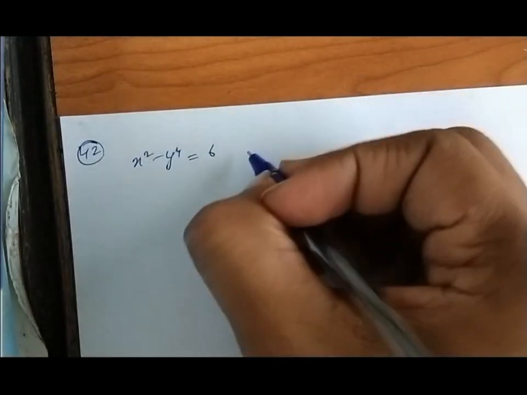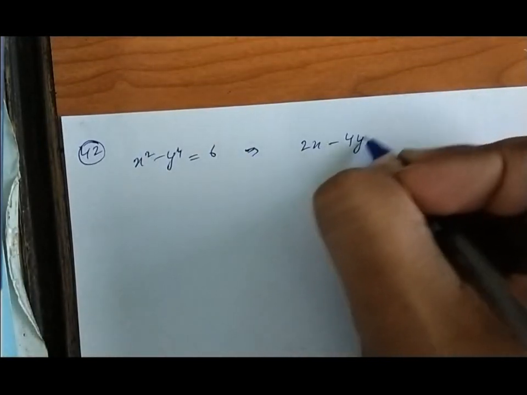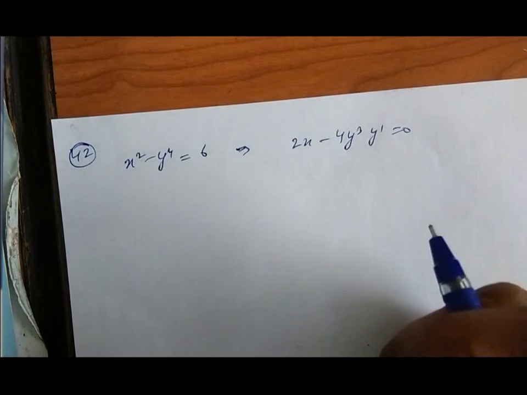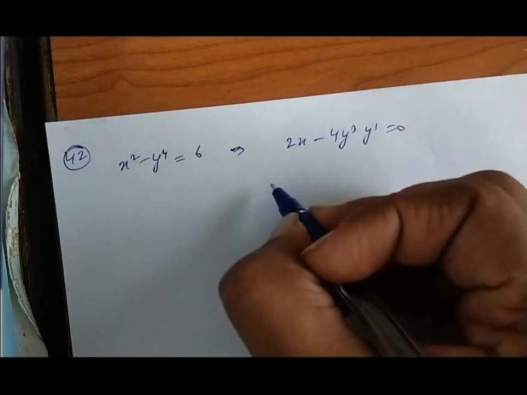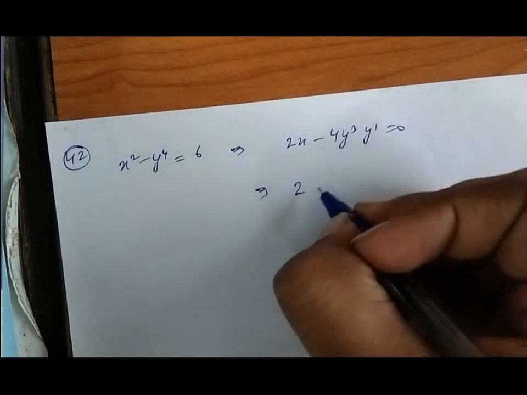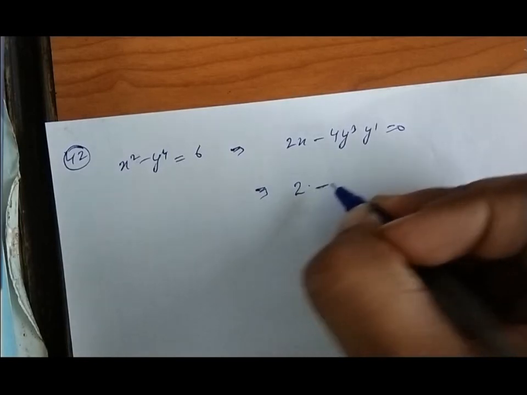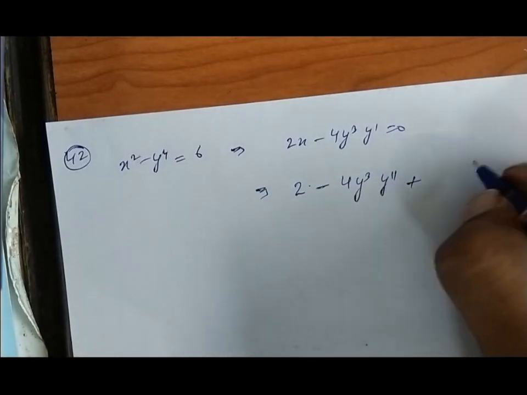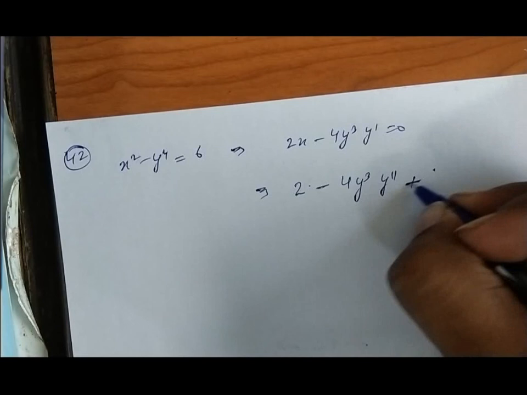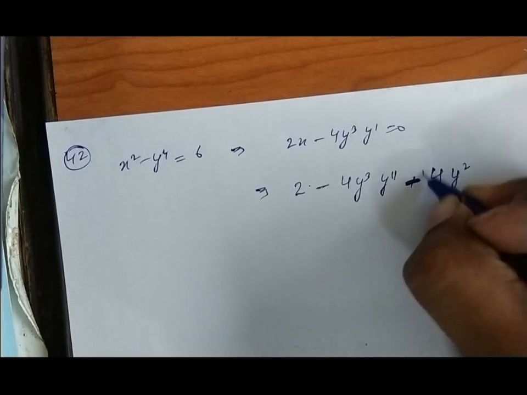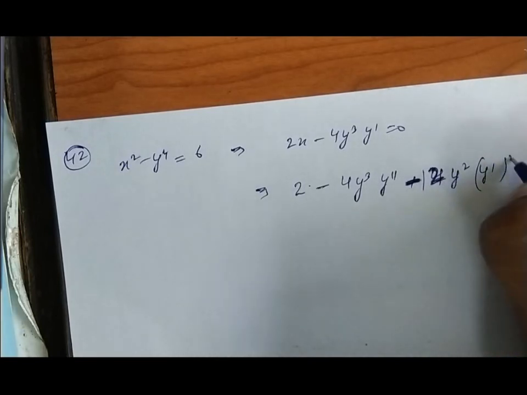So question number 42 says x square minus y power 4 is equal to 6. This implies 2x minus 4y cube y dash is equal to 0. Okay. And differentiate this once more. So we get 2 minus 4y cube y double dash minus 12y square y dash square is equal to 0.